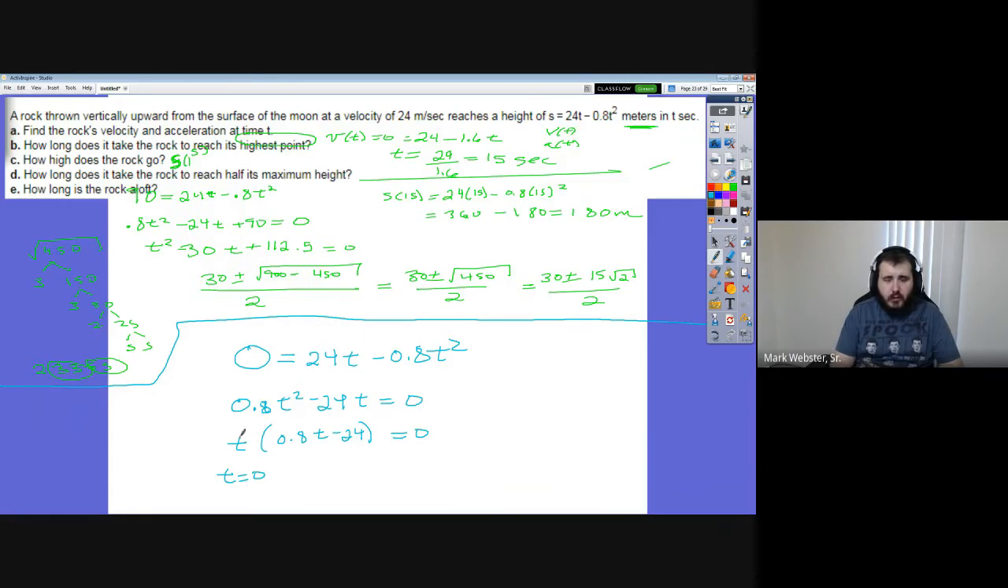So it started off on the ground. Where does it end up on the ground? Well, where is 0.8t minus 24 equal to 0? Let's add and divide. We should get something like 30, I bet. All right, 24 divided by 0.8. Yeah, 30. So it starts off on the ground. It ends up on the ground at 30 seconds. So how long is the rock aloft from 0 seconds to 30 seconds? The rock is aloft for 30 seconds.